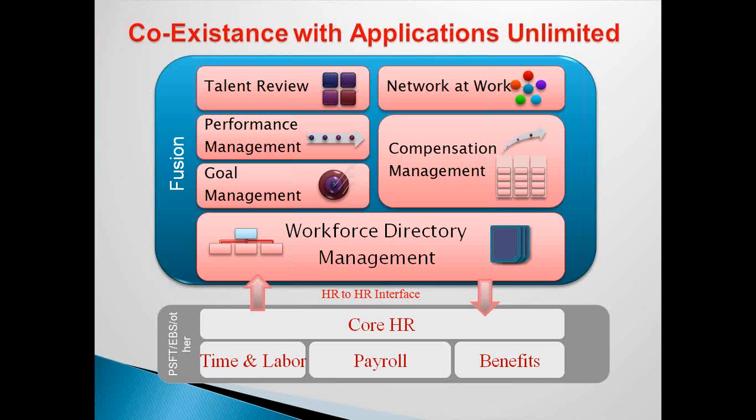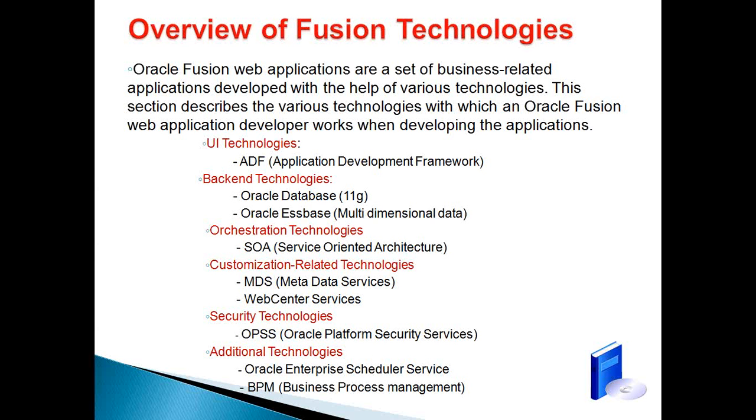Only Fusion performance management, goal management, talent review, and compensation management are available as the coexistence scenarios. That means if an existing customer is having a core HR application but doesn't have any payroll application of PeopleSoft or E-Business, and if they want to plug in Fusion payroll, that is not possible. The payroll application has not been given as a coexistence solution. The benefits application has not been given as a coexistence solution. Only compensation management and talent management, which includes your talent review, performance management, goal management, etc., are available as coexistence solutions. So there are certain restrictions.